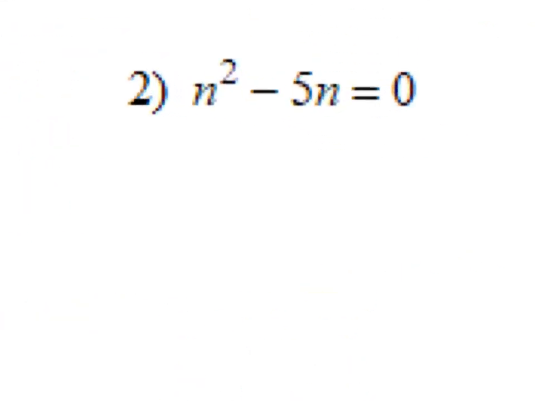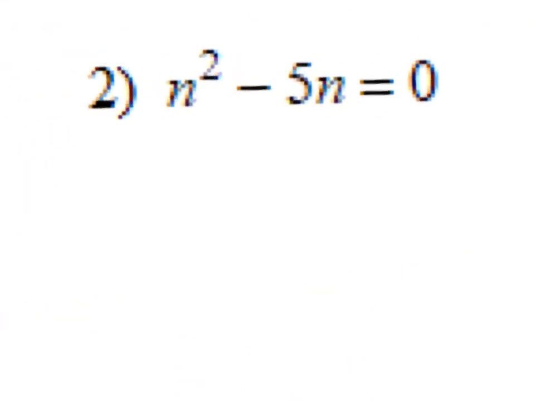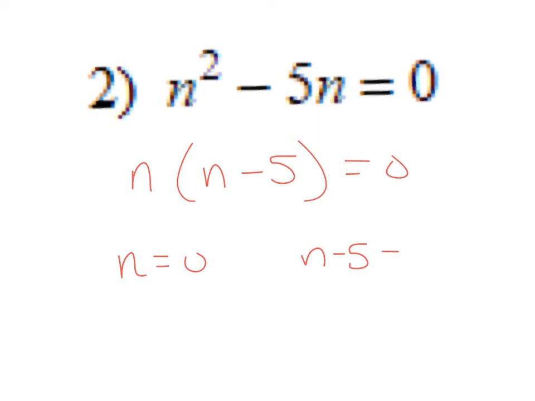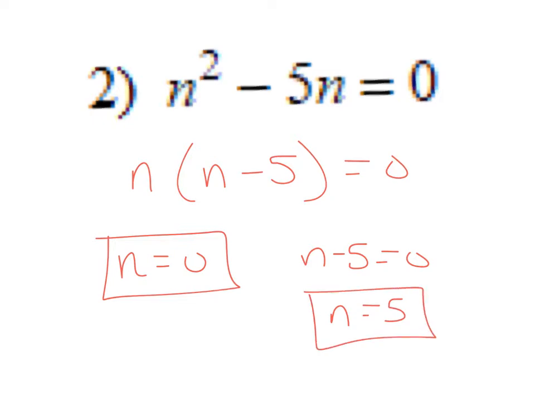Okay, going to number 2 here. In this one, I do see a GCF of an n, so I'm going to pull an n out and get n times n minus 5 equals 0. Now I set each factor equal to 0 and solve. So n equals 0 and n minus 5 equals 0. Now n equals 0 is already done. For this one, I'm going to add the 5 over and get n equals 5.